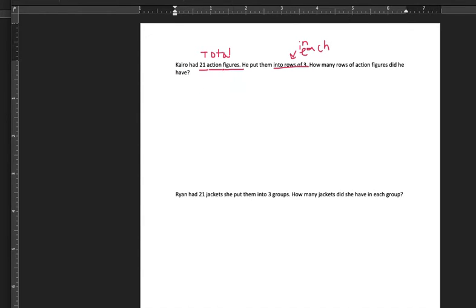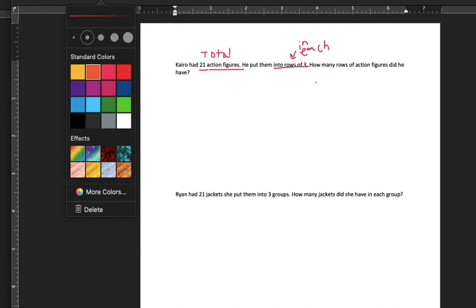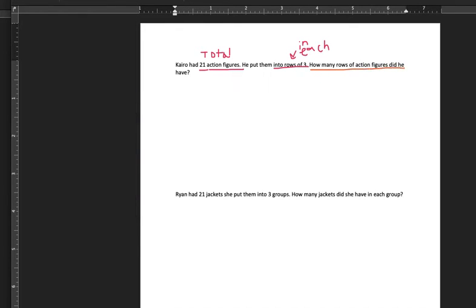Cairo had 21 action figures. He put them into rows of 3. How many rows of action figures did he have? How can you change this question into an answer statement? How can you flip this question into an answer statement? The way that we can do that, let's see what it says in the question. How many rows of action figures did he have?